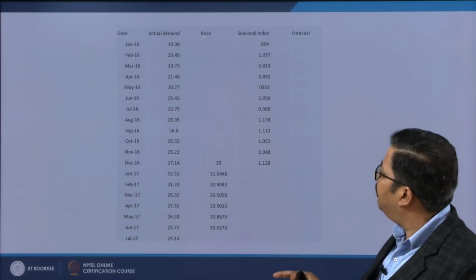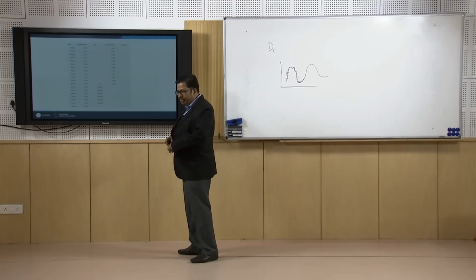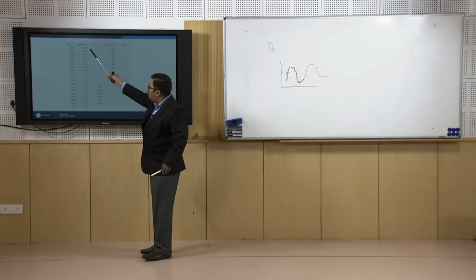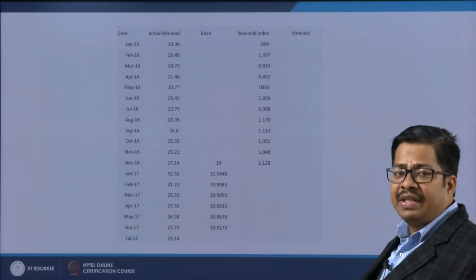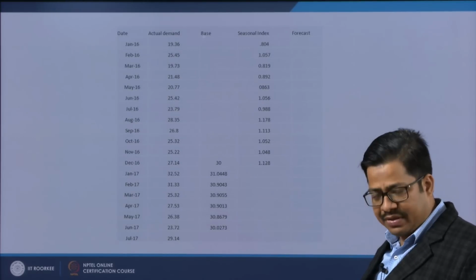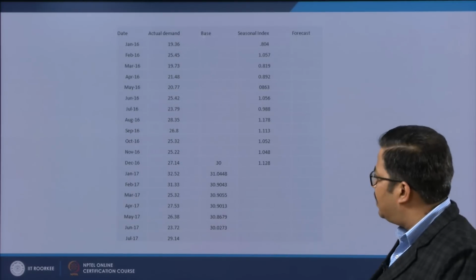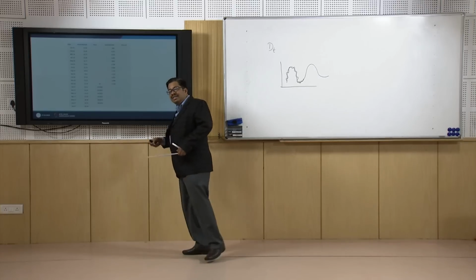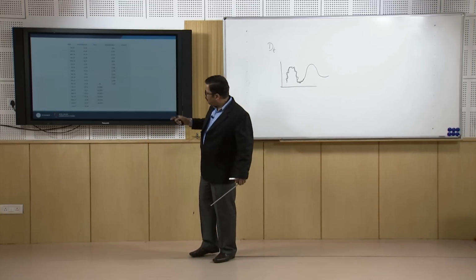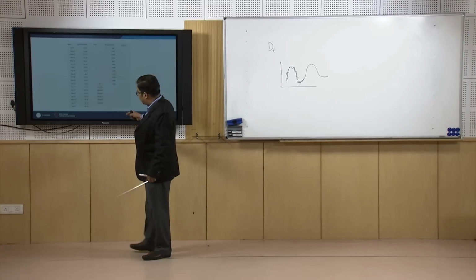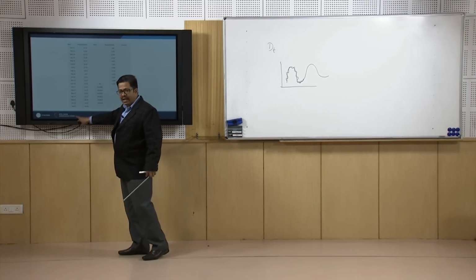Now when you multiply the actual demand of these periods by the seasonal index, you get the deseasonalized demands. And this deseasonalized demand will be used for our calculation to get the forecast for any period of 2017.